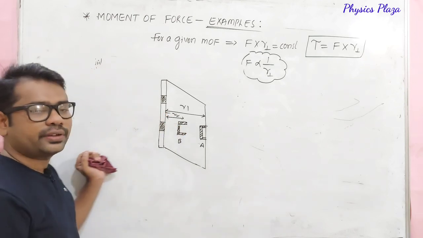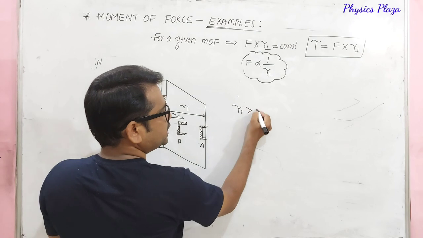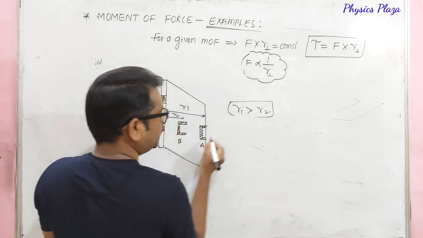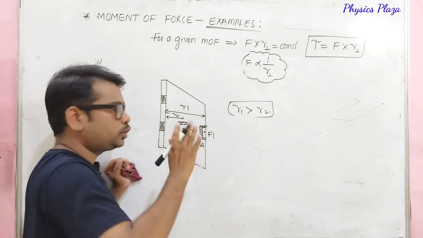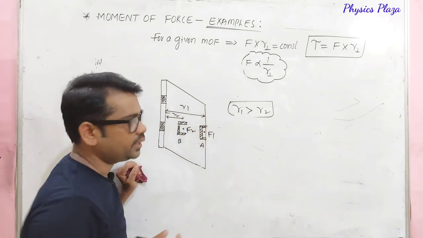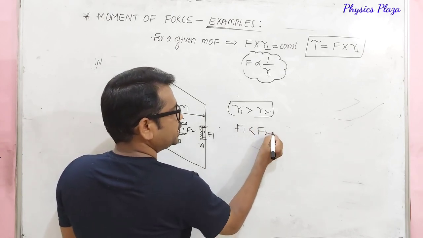It's very simple now. Now you can understand here. As R1 is greater than R2, let us say here we are applying force F1, and here we are applying force F2, either to open it or to close it, whatever it may be. Then as R1 is greater than R2, dear children, obviously F1 is less than F2.